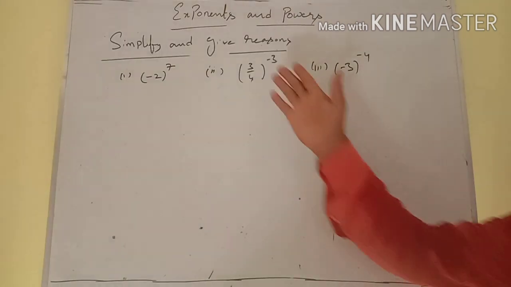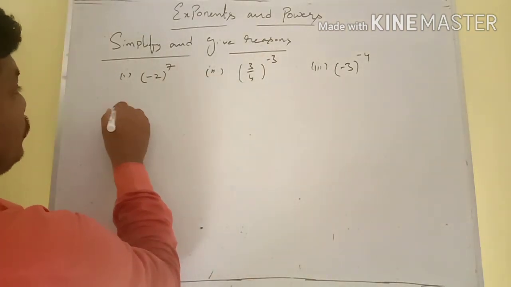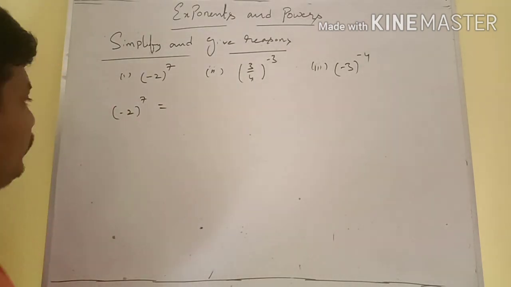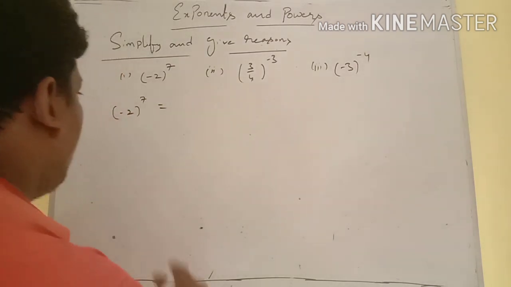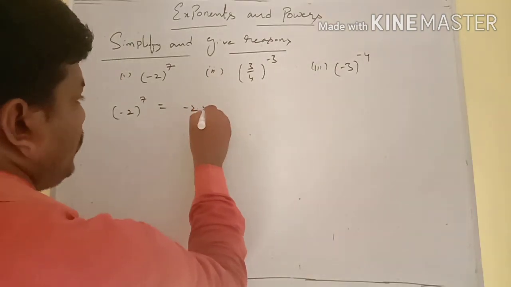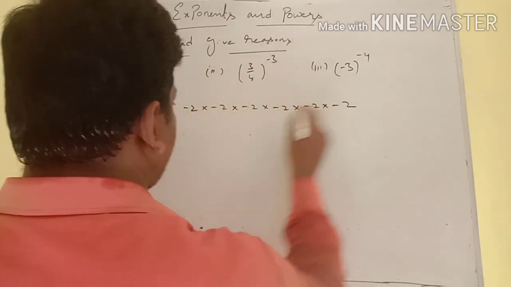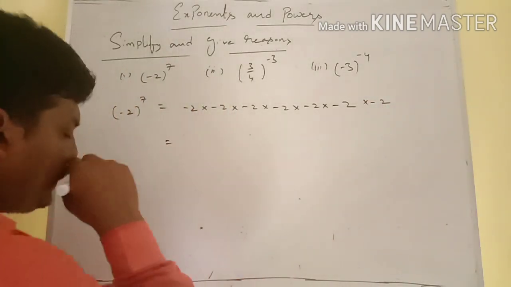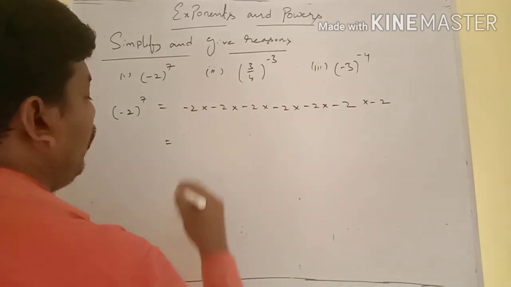Now you can see, simplify and give the reasons. In the first question you can see minus 2 whole to the power of 7. What does it mean? Minus 2 is the base and 7 is the exponent. When minus 2 is repeatedly multiplied 7 times, it is minus 2 into minus 2 into minus 2 into minus 2 into minus 2 into minus 2, and so on, 7 times. If the negative sign is multiplied 7 times, it is an odd number of times.